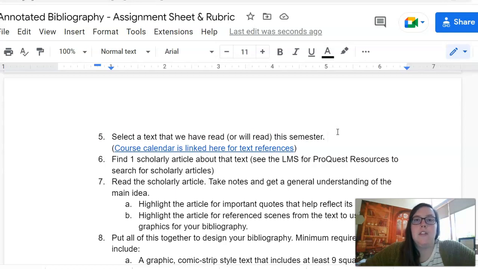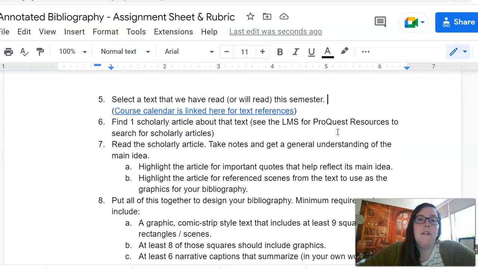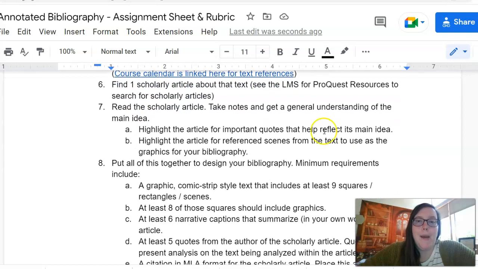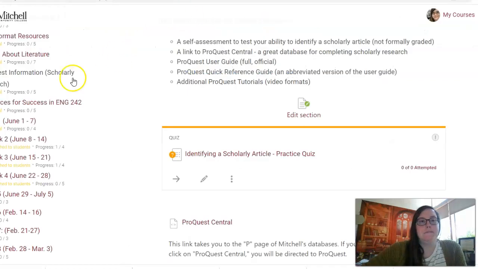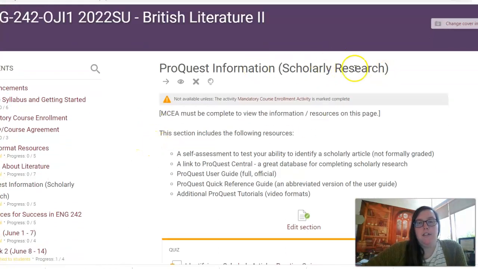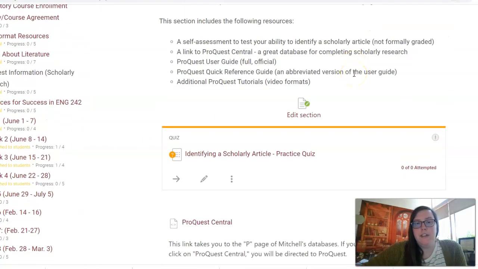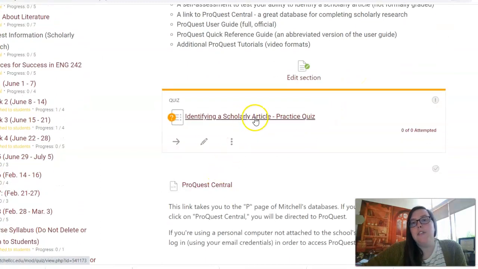Any text on the calendar is fair game, even if we haven't read it yet, but it has to be on the calendar. Find 1 scholarly article about the text. Resources will be in the LMS. There is a ProQuest section in the LMS for you to get access to ProQuest, and also make sure that you are looking at a scholarly article.